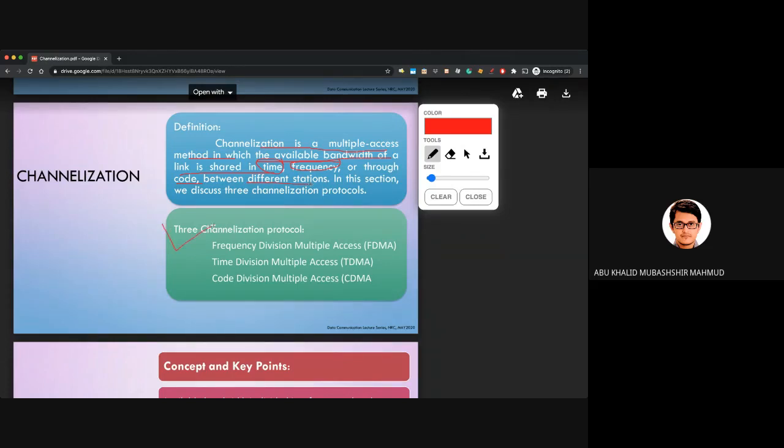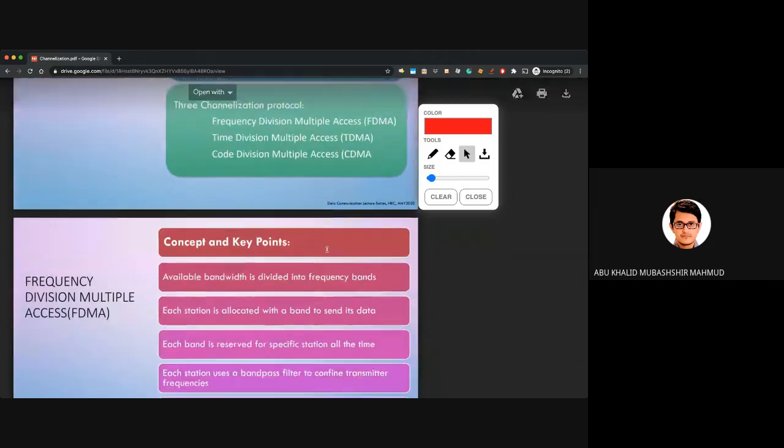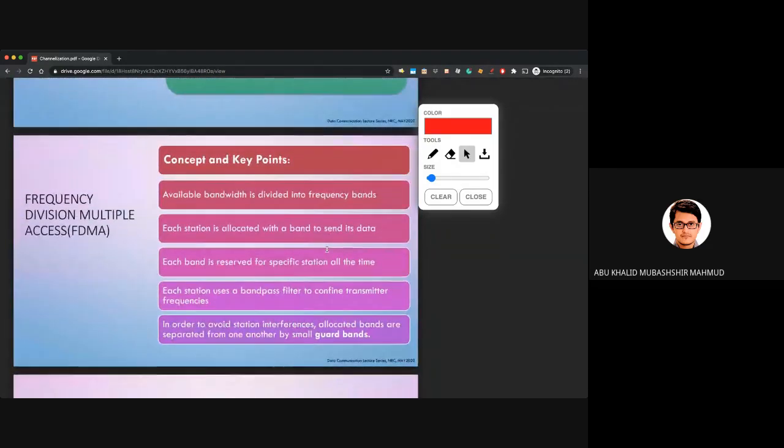So these are the full forms: FDMA, frequency division multiple access; TDMA, time division multiple access; and code division multiple access, CDMA. So there would be a bracket right here. So I hope you get it. So let's move on forward.